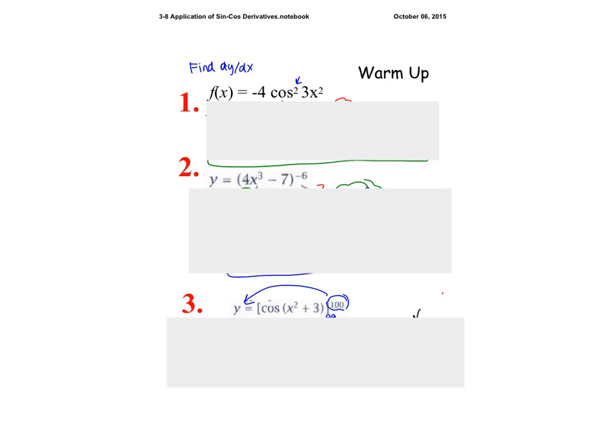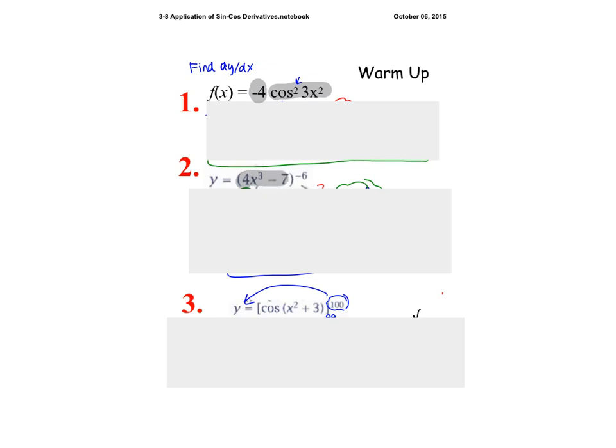Okay, so we have a warm-up. Go ahead and do these problems. They're pretty much chain rule problems. For the first one, we have an outside function of cosine squared and then inside function of 3x squared. The 4 can just be factored out.